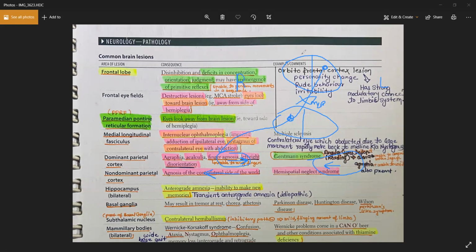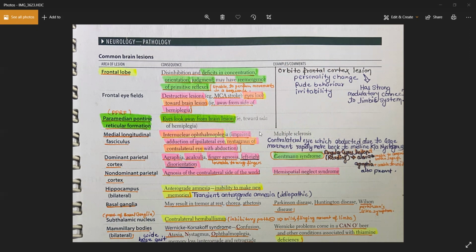Yes. So that's what FA says here. In the internuclear ophthalmoplegia, you will have the impairment of the adduction of the ipsilateral eye, because the function of the MLF fibers is to activate the ipsilateral cranial third, right? So we'll get a nystagmus of the contralateral eye with the abduction.